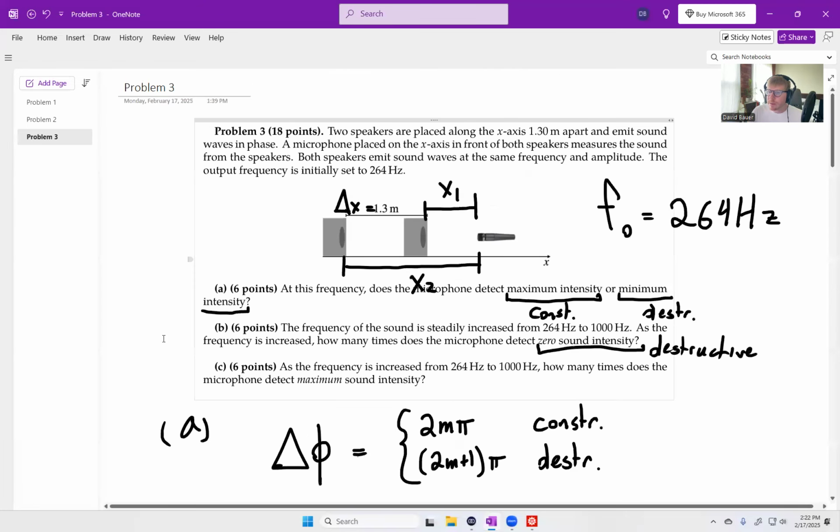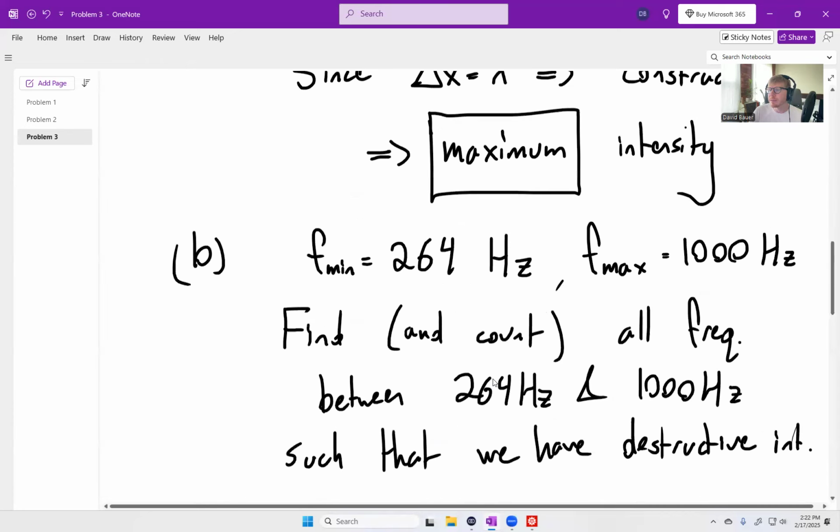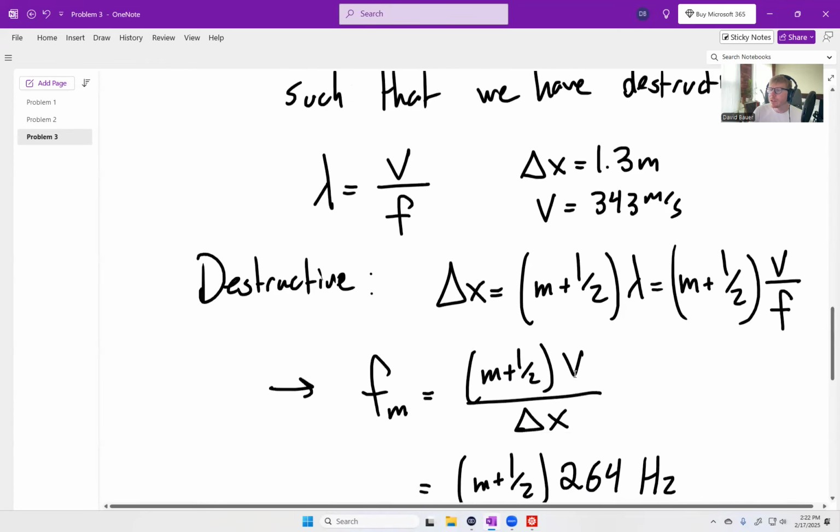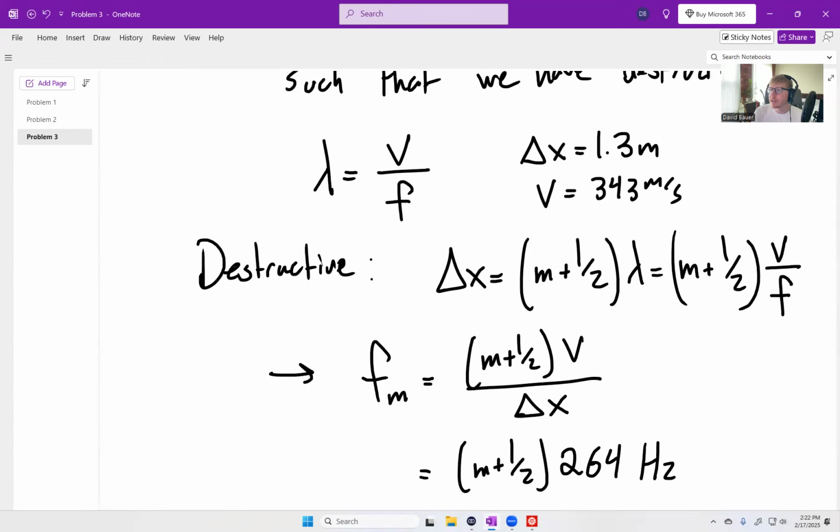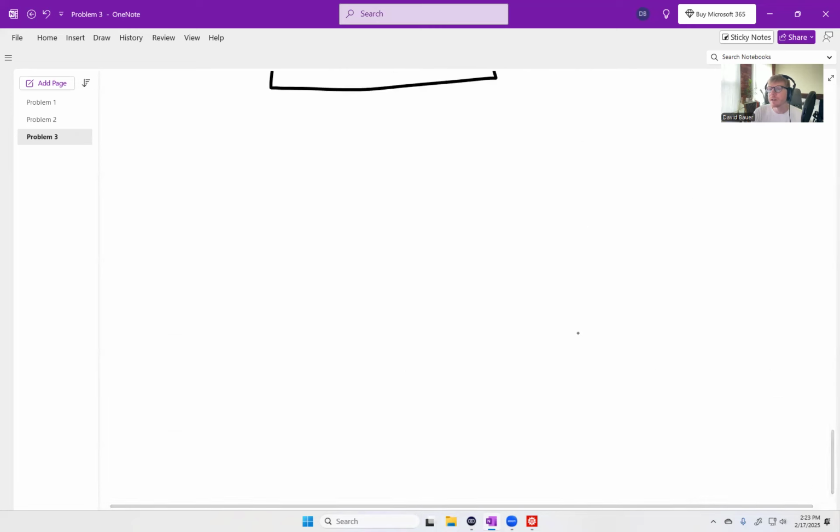Finally, part C. So same question now. We're increasing the frequency from 264 to 1000. How many times do we get maximum sound intensity? So same exact setup. The only difference is now, instead of our condition for destructive interference, where delta x was a half integer multiple of the wavelength, we want constructive interference.